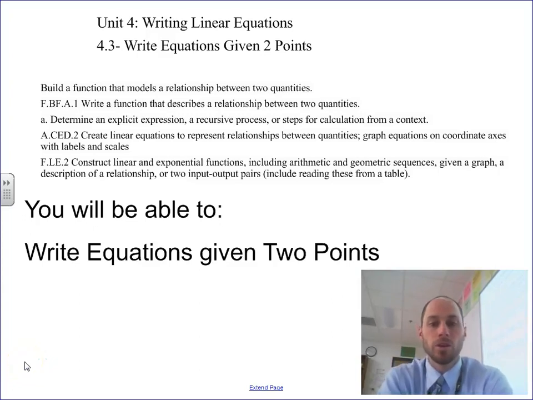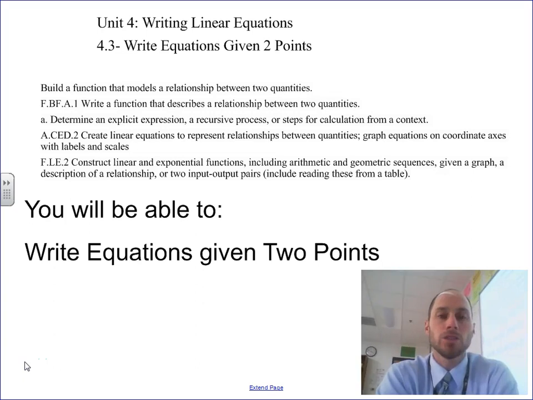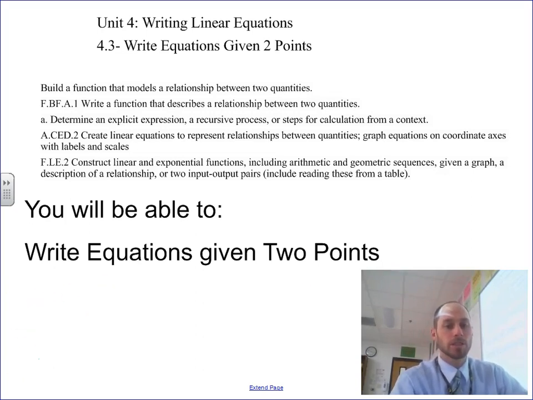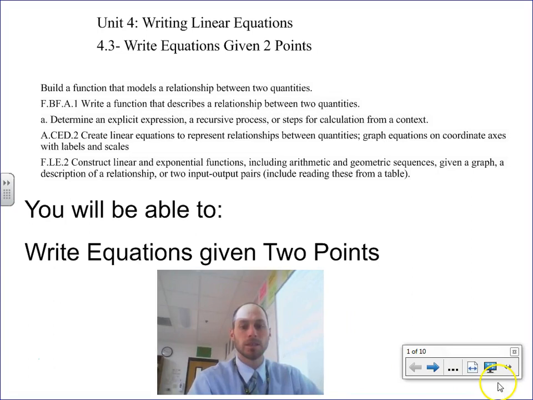Okay, we're going to continue our unit on writing linear equations, and today we're going to focus on writing equations when we're given 2 points. We learned how to write an equation when we're given the slope and the intercept. We also took a look at how to write an equation when we're given the slope and a point. Now we'll look at when we're just given 2 points. How can we find the slope and the intercept in that way? So we'll work through that today.